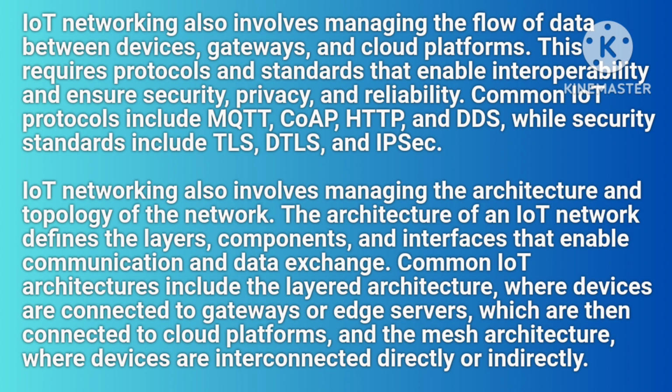IoT networking also involves managing the architecture and topology of the network. The architecture of an IoT network defines the layers, components, and interfaces that enable communication and data exchange. Common IoT architectures include the layered architecture, where devices are connected to gateways or edge servers, which are then connected to cloud platforms, and the mesh architecture, where devices are interconnected directly or indirectly.